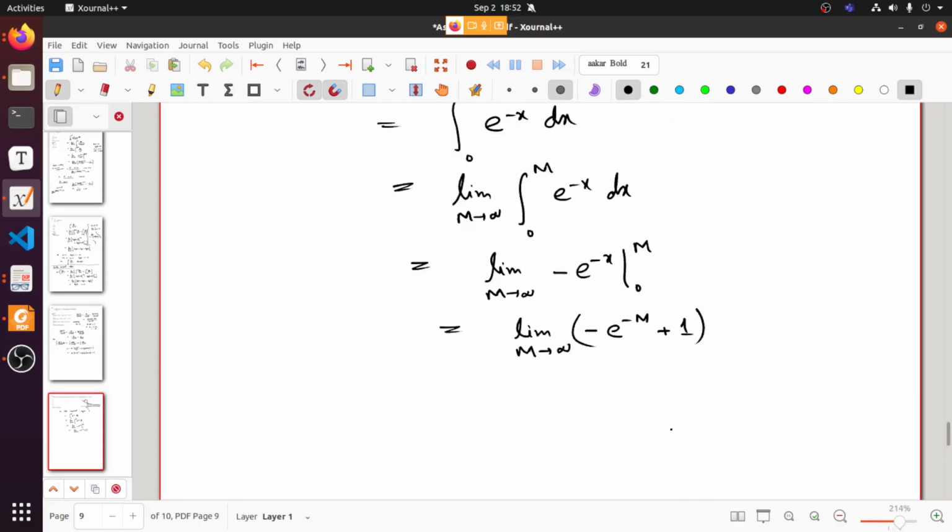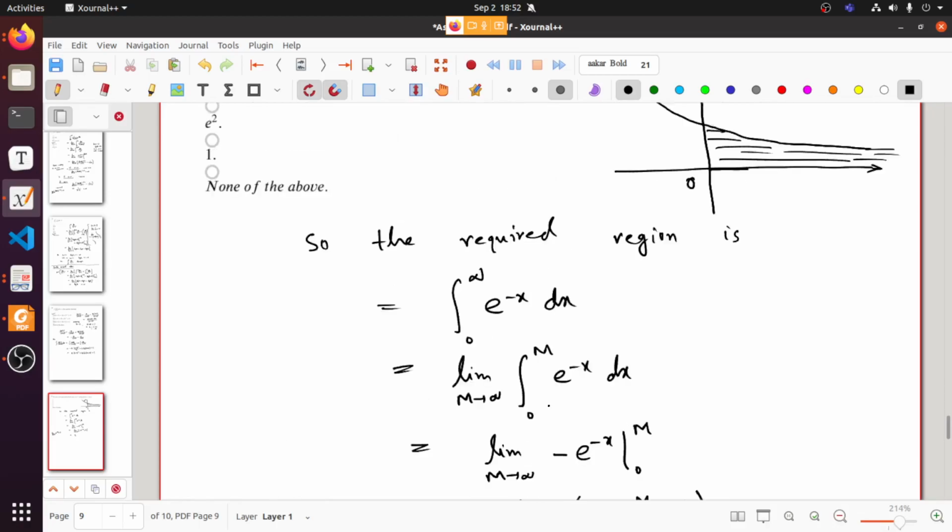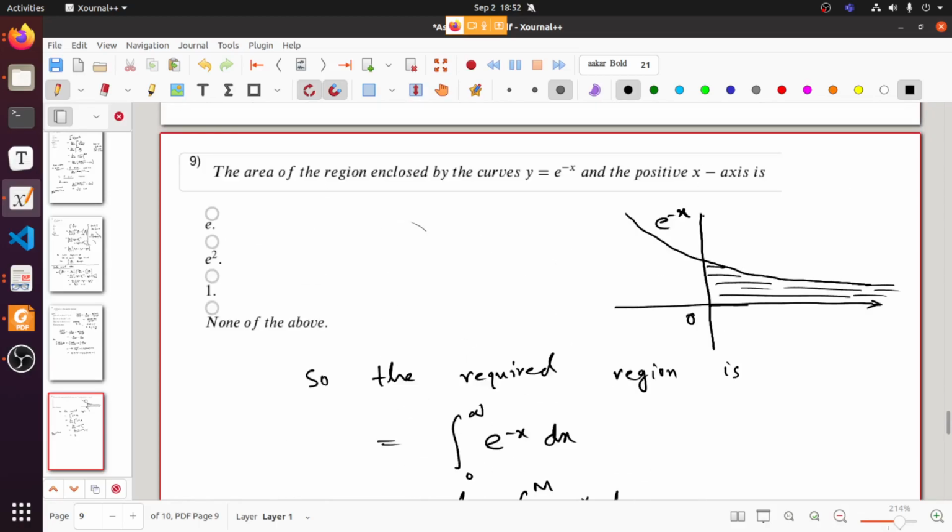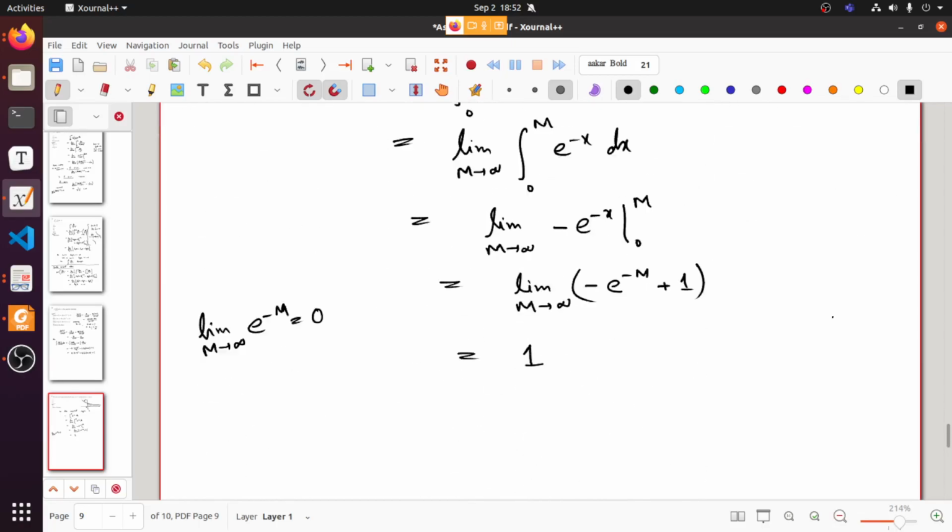Now if you make m tends to infinity, as you know, limit m tends to infinity of e to the power minus m goes to 0. So you get 1. So we get this integral is 1, meaning the area of the region is 1. So which option is correct? Option 3. So the area of this region is 1.